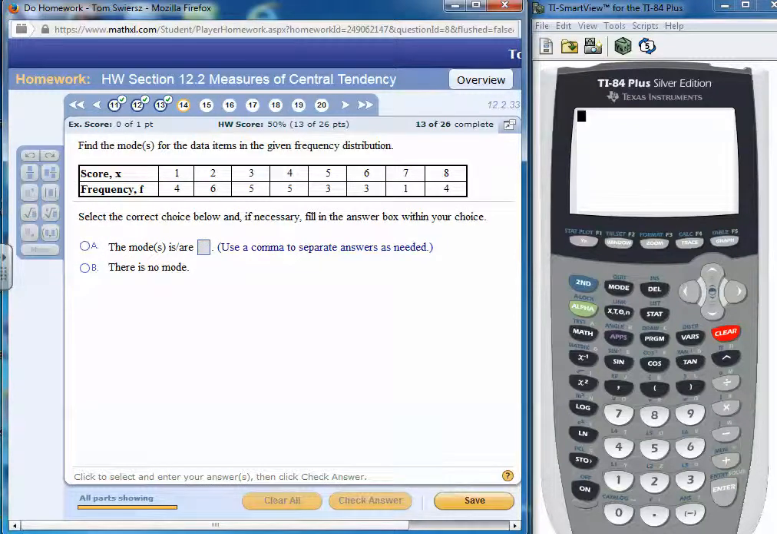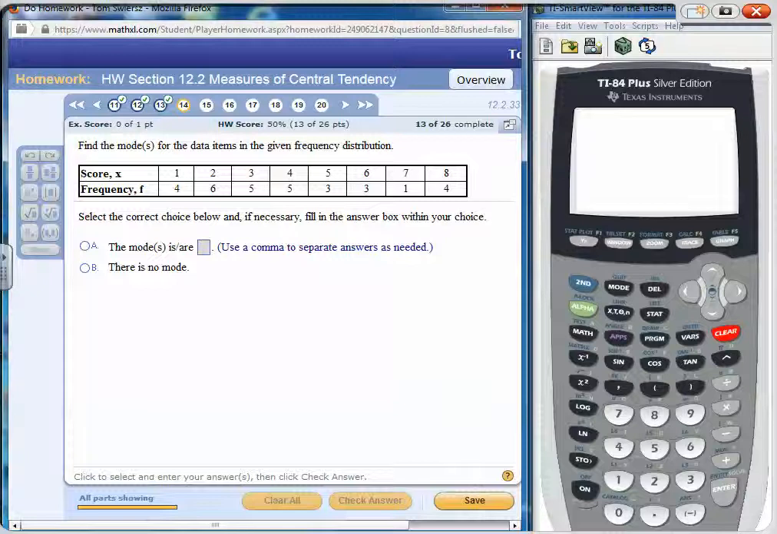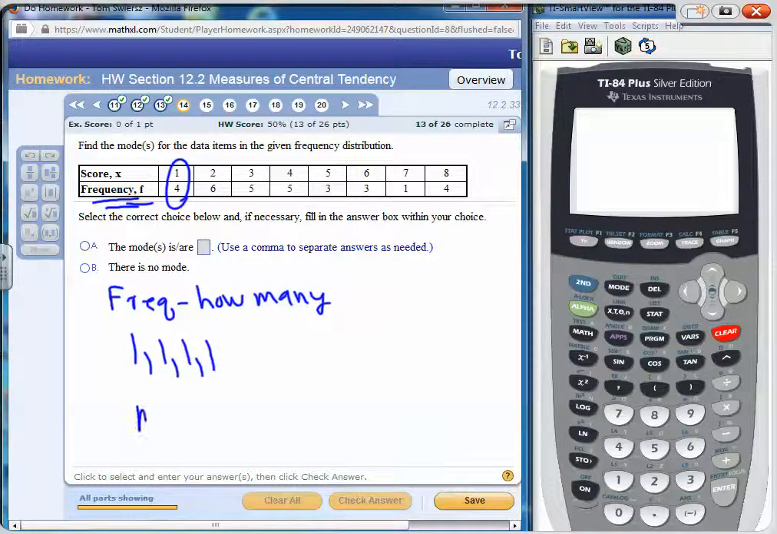All right, find the mode for the data items in a given frequency distribution. Now, think about it. These are the scores, 1 through 8 in the top row. The frequency is how many times it occurs, right? So, for example, 1 occurs 4 times because it has a frequency of 4. The mode is the one that occurs most often, so it's going to be the one with the highest frequency.